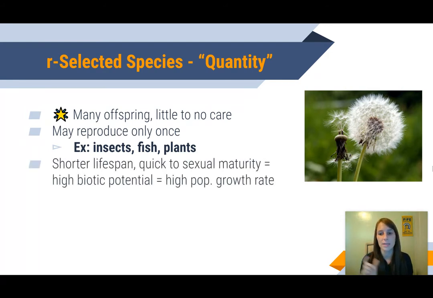What we see with this is they have a shorter lifespan. Think of a housefly that only lives for 24 hours. So they are very quick to get to sexual maturity. Houseflies, we're talking a matter of hours. For some other organisms, it might be days or months, but we're usually not talking about years to sexual maturity when it comes to R-selected species. So this means they have a high biotic potential. They can create a lot of offspring in optimal conditions, so it leads to high population growth. We can see populations spike with R-selected species because they can make a ton of offspring in a very short period of time.